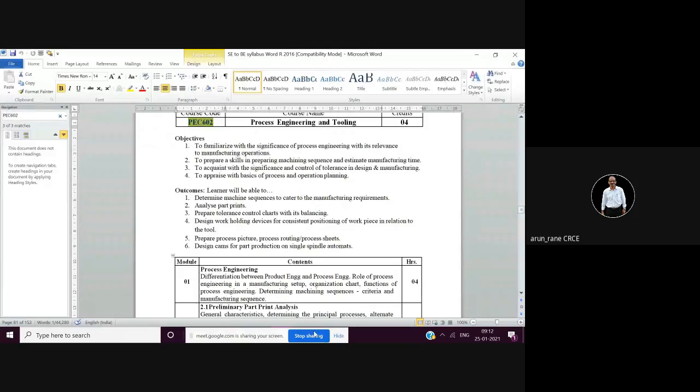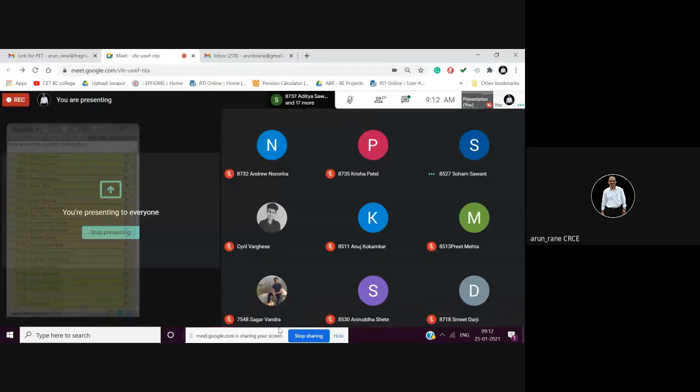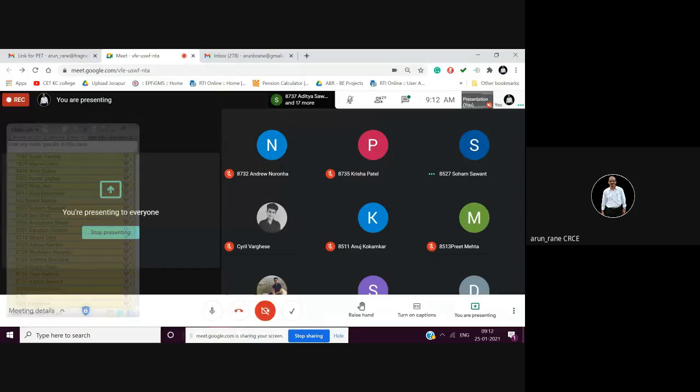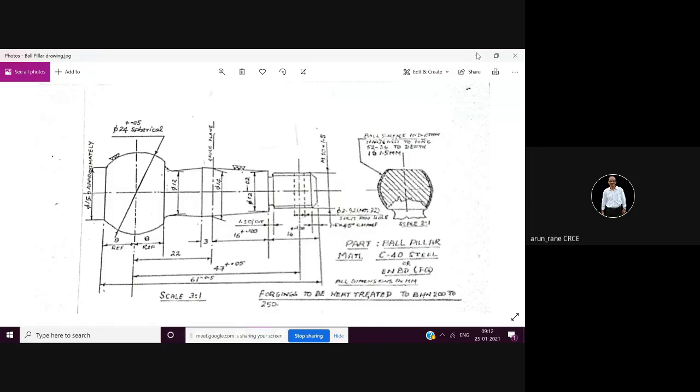What is the quantity? Suppose I show you one component, just a simple, very simple component. The name of this component is ball pin. Just have a look at this component.